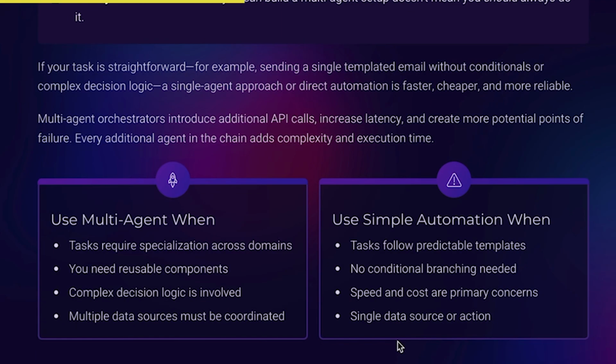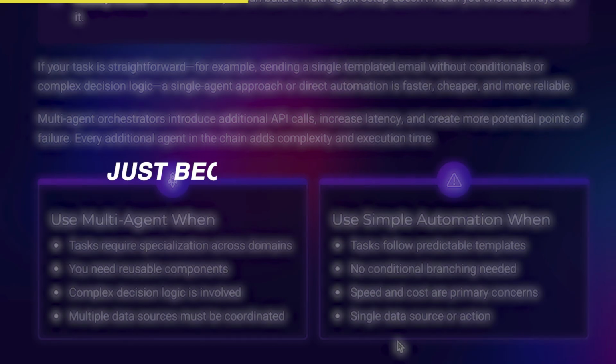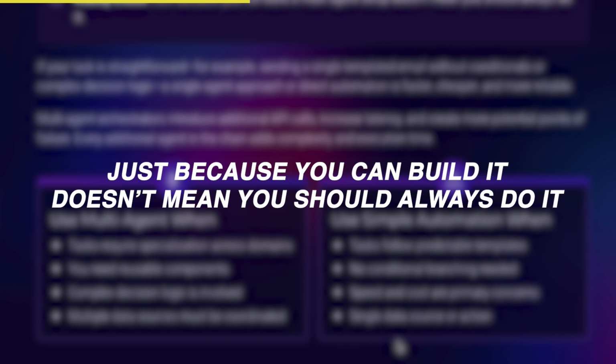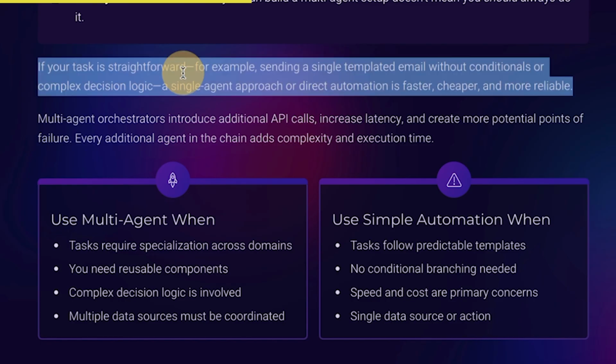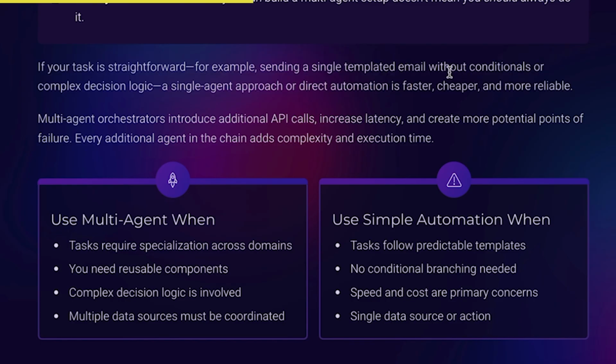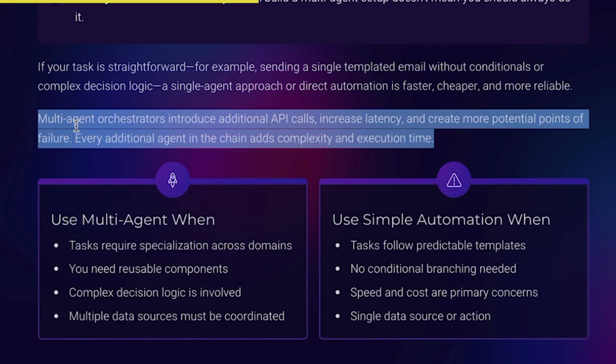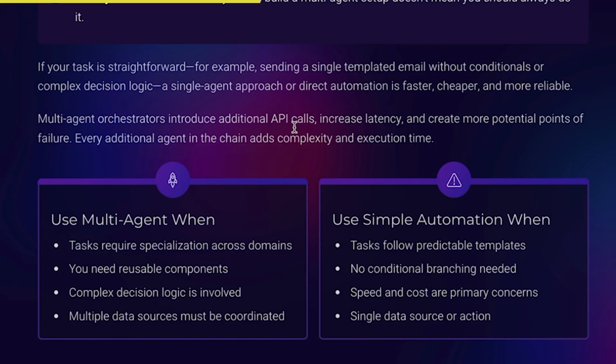Now, it's all great and dandy to have this. It sounds really cool. However, there are also use cases where you should not use multiple agent systems, right? Just because you can build it doesn't mean you should always do it. If your task is straightforward, for example, sending a single templated email without conditions or complex decision logic, a single agent approach or direct automation is faster, cheaper, and more reliable. Whilst multiple agent orchestrators introduce additional API calls, increase latency, and obviously create more potential points of failure.